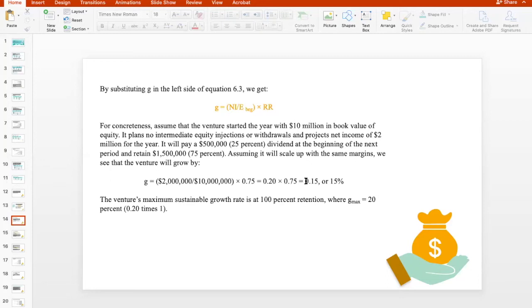Now, if the firm will apply a more drastic retention policy.